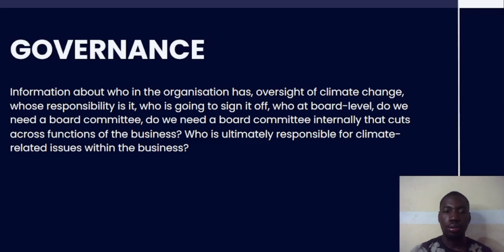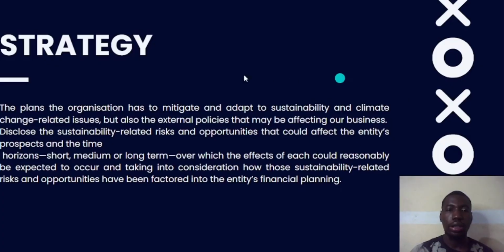So the second pillar is strategy. An entity is required to disclose information about its strategy and the actual and potential impact of the risks and opportunities, that is, both sustainability risks and opportunities and climate-related risks and opportunities, on the business strategy and financial planning.